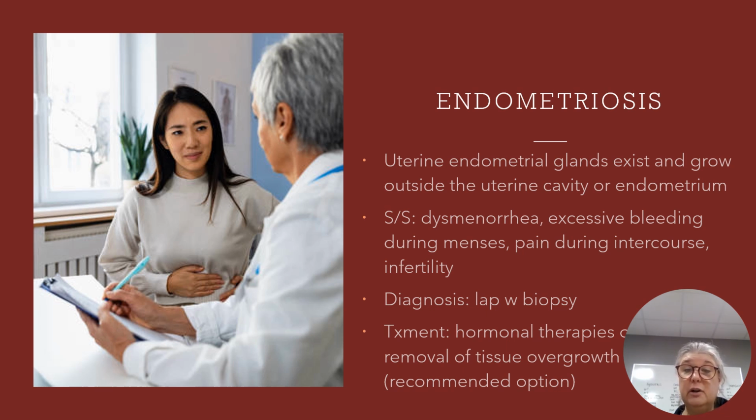So signs and symptoms are inflammation and pain. They can be cyclical, with the menstrual cycle, but also acyclical. Typical symptoms include dysmenorrhea, excessive bleeding during menses, pain during intercourse, and infertility. Diagnosis is through laparoscopy with biopsy, and elimination of suspicious lesions. A CT scan, ultrasound, and MRI may also be used in the diagnostic process. Diagnosis cannot be confirmed without surgical biopsy of the endometriotic lesions.